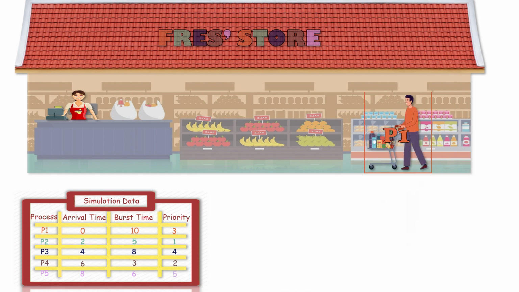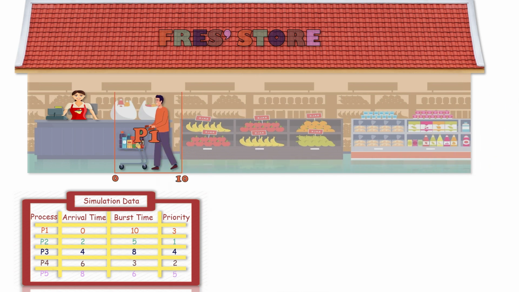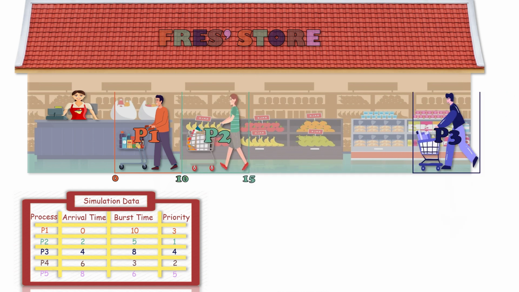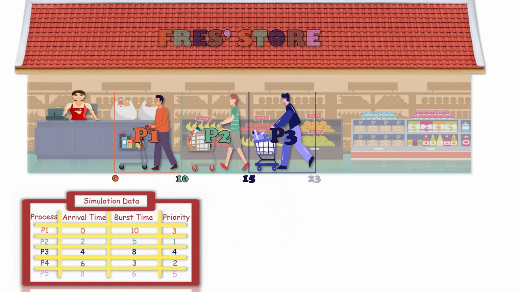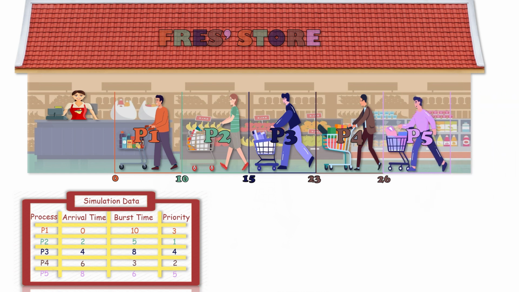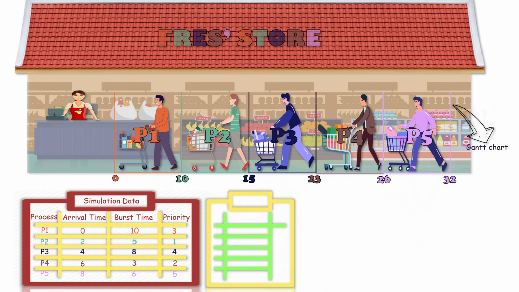Let's say person 1 arrives at 0 until 10. Person 2 arrives at 10 until 15. Person 3 arrives at 15 until 23. Person 4 arrives at 23 until 26. Lastly, person 5 arrives at 26 until 32. Now this is called the Gantt chart, and you receive another table that says waiting time.